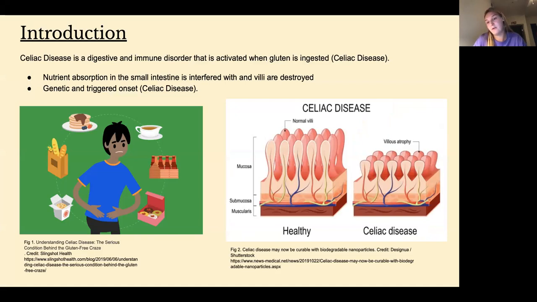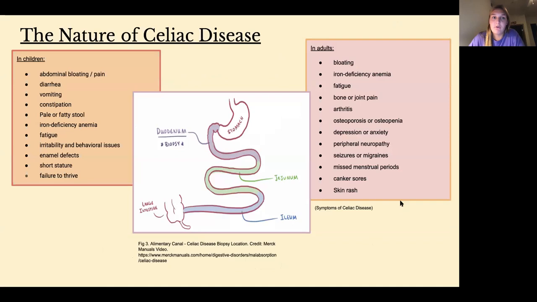And on the right-hand side of that photo, the celiac disease shortened and atrophied microvilli cannot absorb nutrients nearly as easily. This is genetic and has triggered onsets of the disease that we'll go over. There are lots of different symptoms for celiac in children. Some important ones are abdominal pain and bloating, diarrhea, vomiting, constipation, but also failure to thrive is one of the number one things. In adults, bloating, iron deficiency anemia, that's one of the main links to celiac. We also see a lot of osteoporosis, osteopenia, and peripheral neuropathy.